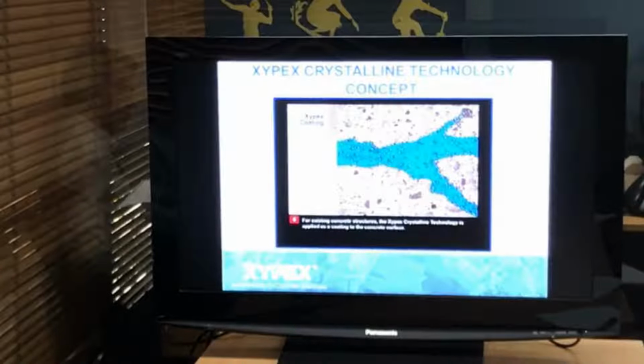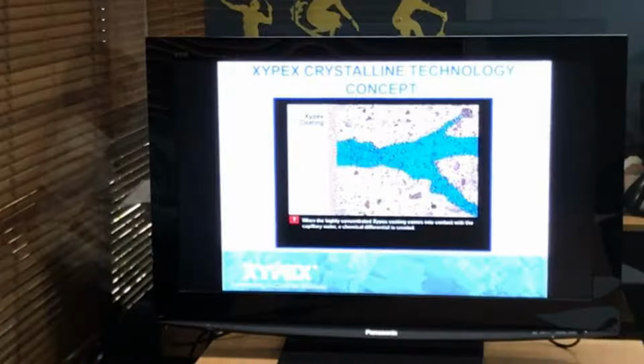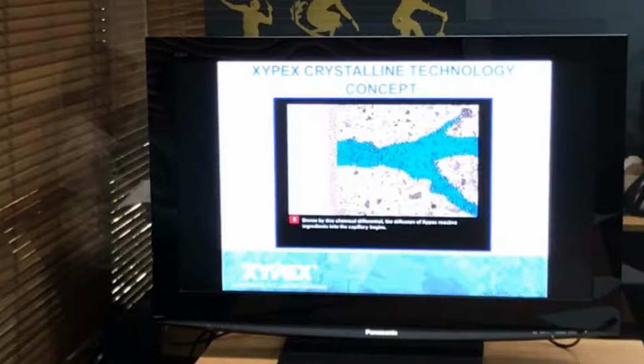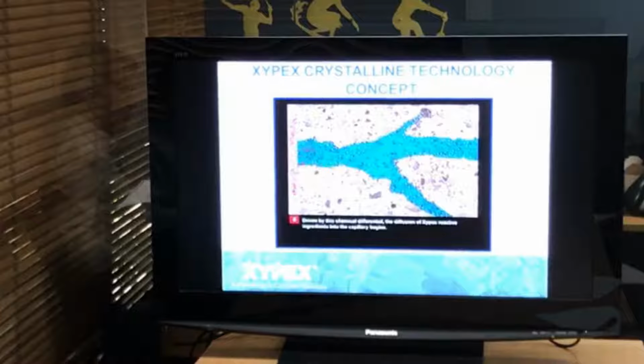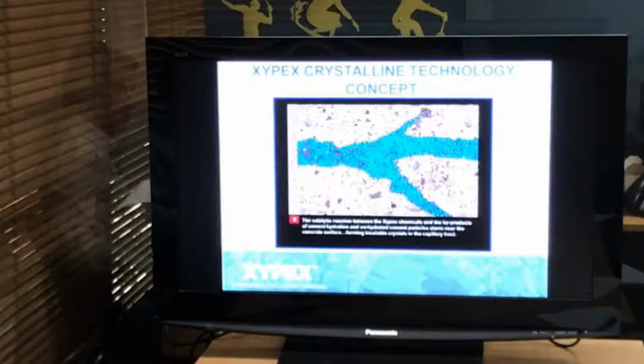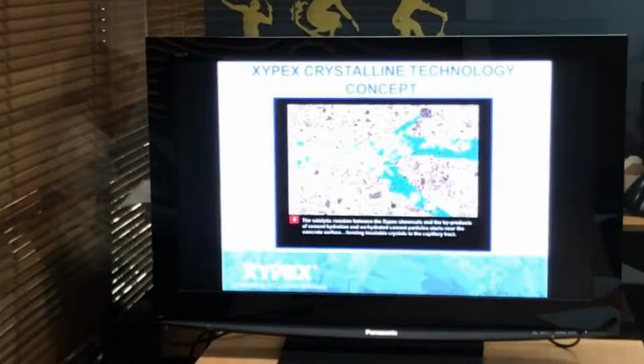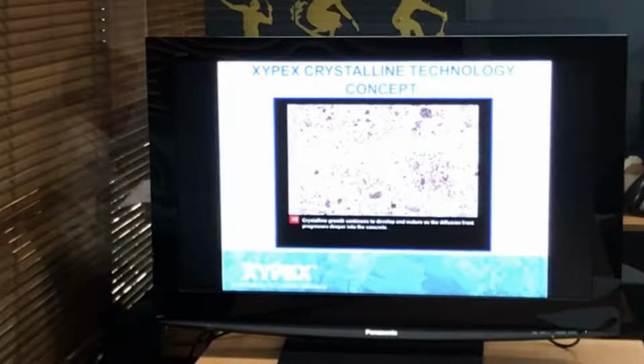For existing concrete structures, the Xypex crystalline technology is applied as a coating to the concrete surface. When the highly concentrated Xypex coating comes into contact with the capillary water, a chemical differential is created. Driven by this chemical differential, the diffusion of Xypex reactive ingredients into the capillary begins. The catalytic reaction between the Xypex chemicals and the byproducts of cement hydration and unhydrated cement particles starts near the concrete surface, forming insoluble crystals in the capillary tract. Crystalline growth continues to develop and mature as the diffusion front progresses deeper into the concrete.